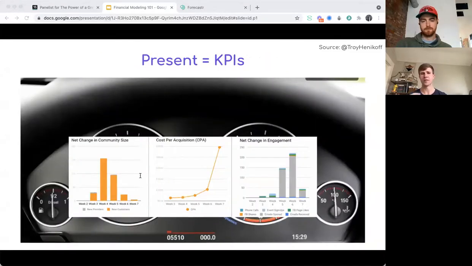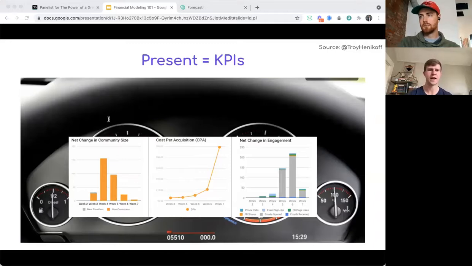I'm going to keep going on this car example. So I'll hear people say we track KPIs to help make sure that we're on track. So we don't need a forecast because we're always on top of our metrics. We're always staying on top of our KPIs. But KPIs still don't tell you what's coming up the road.